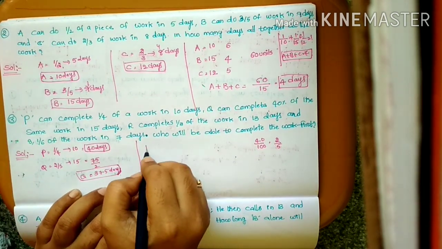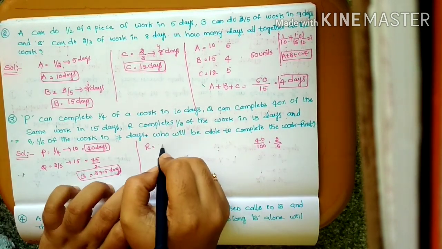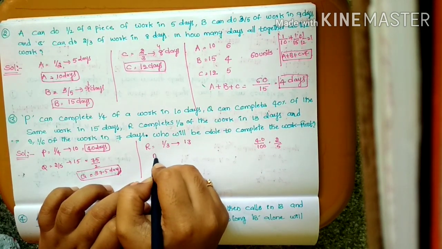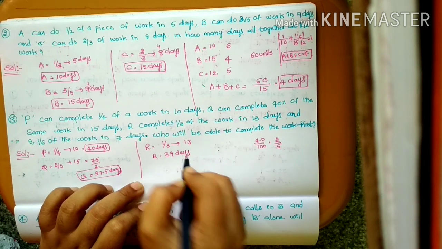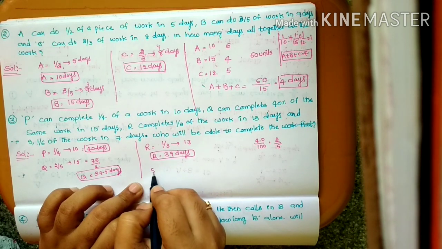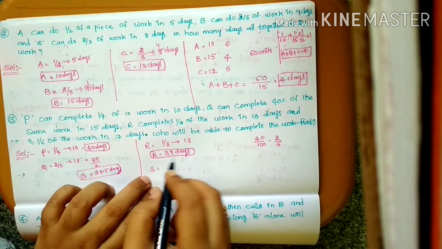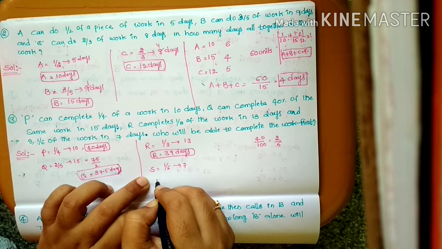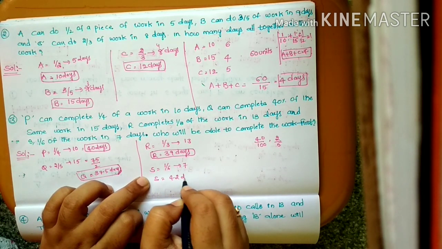Next, R. 1/3 of work is completed in 13 days. So R is equal to 39 days. S completes 1/6 of work in 7 days. 1/6 of work in 7 days. So the total work is done by 7 times 6 is 42 days.